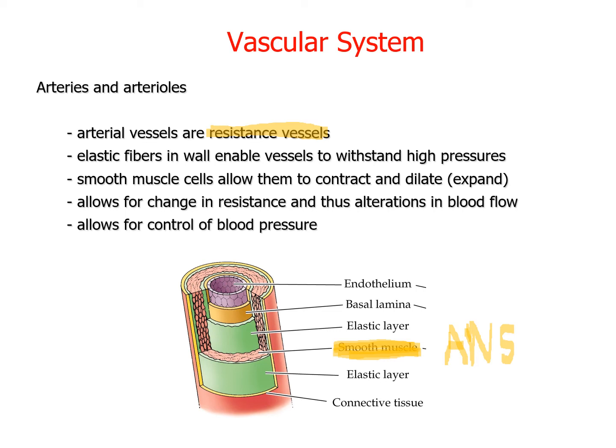Or if the change occurs everywhere, then you can control overall blood pressure, because if you get vasoconstriction, then that gives less space for the same volume of blood, and so pressure rises in that case. If you have generalized vasodilation, pressure will drop.